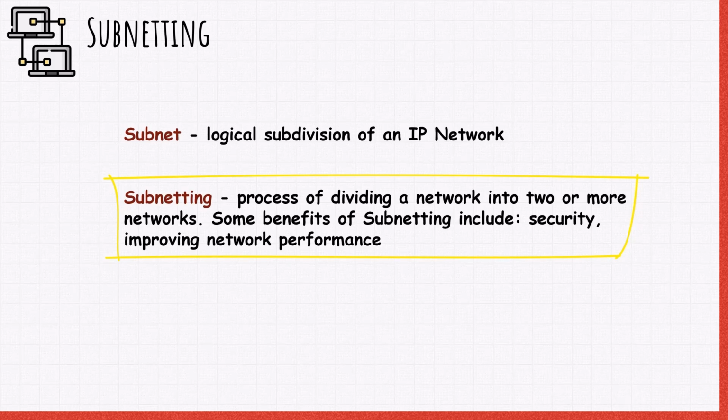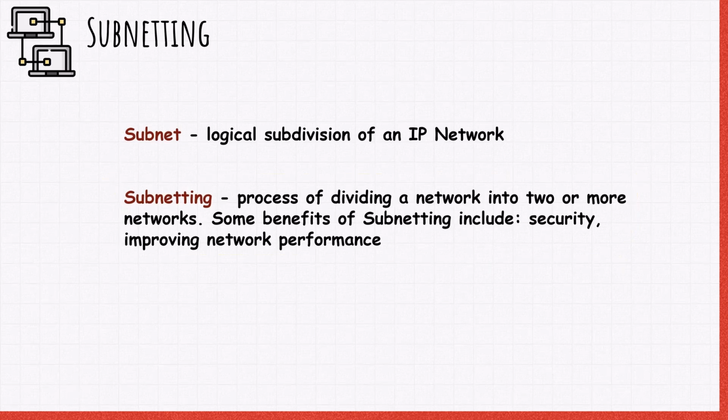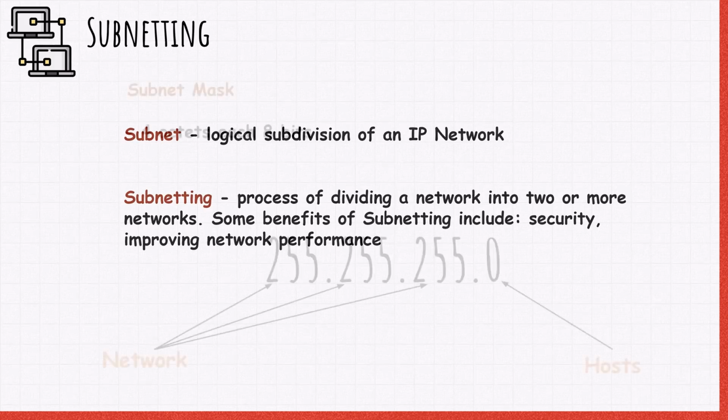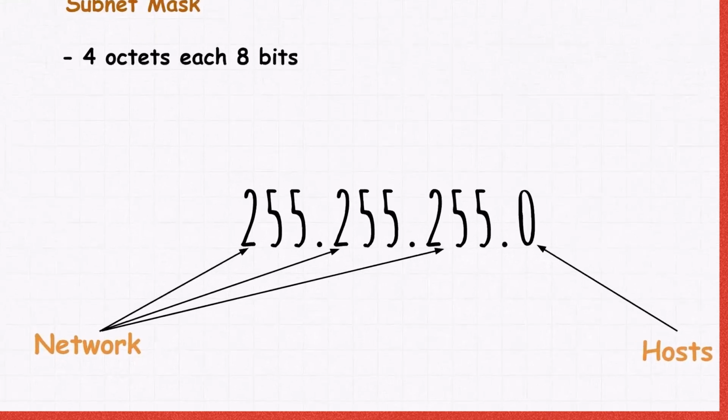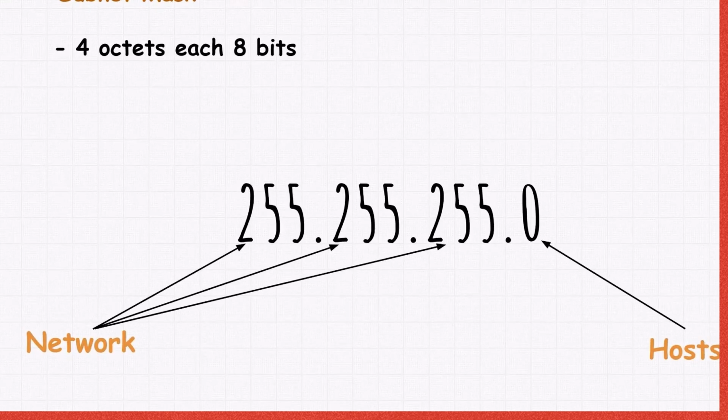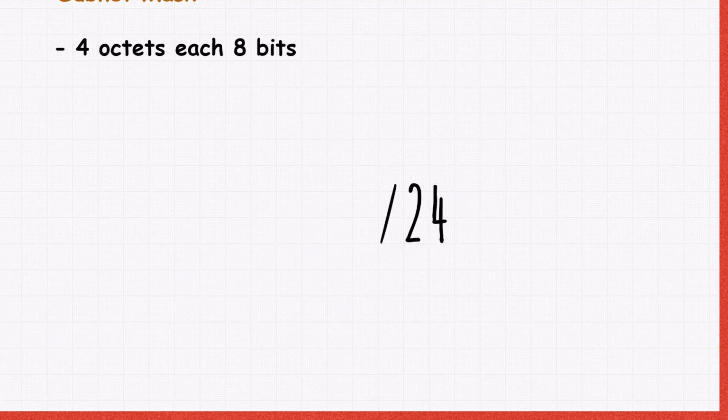There are many benefits of subnetting, such as, for example, security and improving network performance, but how exactly is it done? Well, we talked about the subnet mask in the previous lecture, and remember that we mentioned terms such as network ID and host ID. And in the last lecture, we showed a subnet mask that looks something like this: 255.255.255.0. Well, there is another way that this subnet mask can be written, and it looks like this, /24.